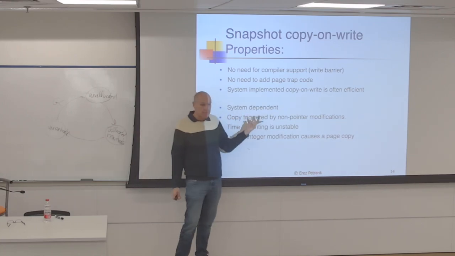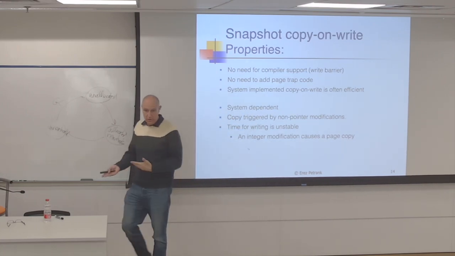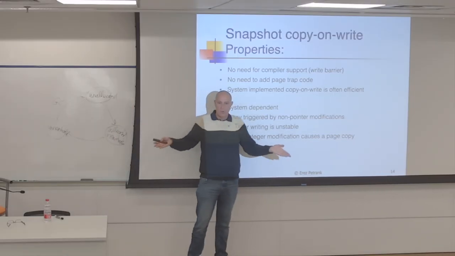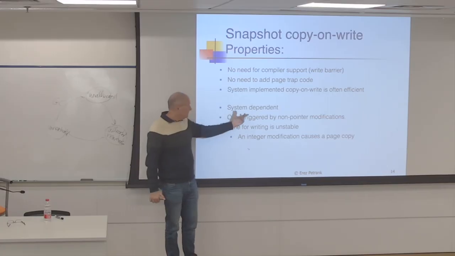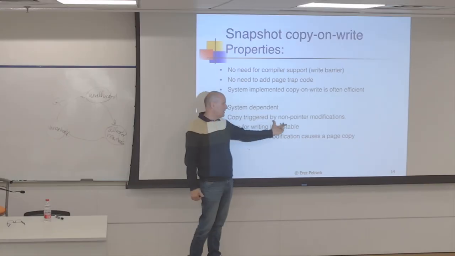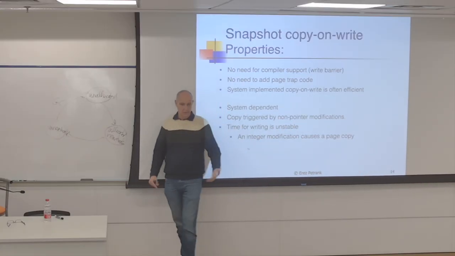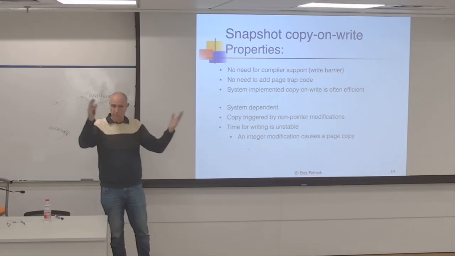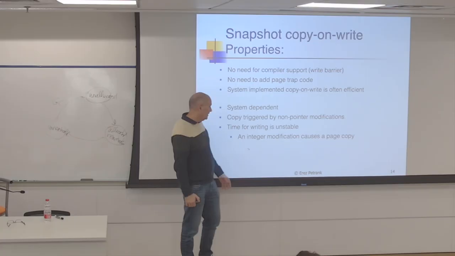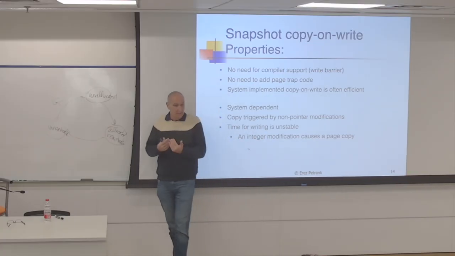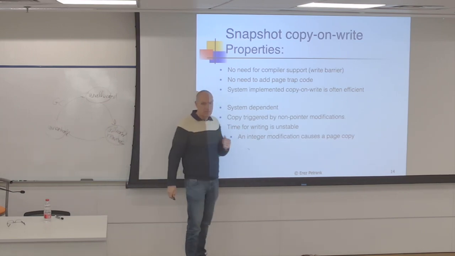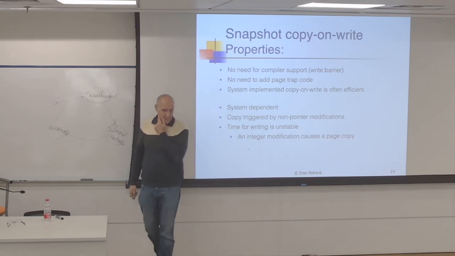First of all, it's system dependent. Maybe the system you're working on does not do copy on write, so you fork and suddenly everything is copied. Maybe it's not done efficiently, and then it's not good. And still the copy is triggered by an integer: if you change an integer, you still have to copy the entire page. And the time for writing is unstable. Some of the problems we had are still there, even in this manner.